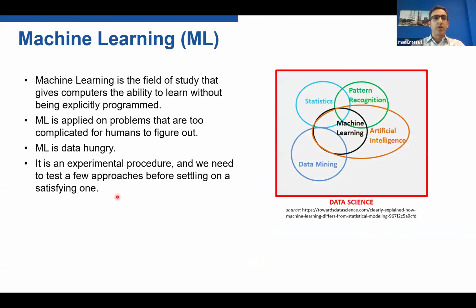I'm going to get started by going over some basic concepts in machine learning. Machine learning is a subfield of artificial intelligence, and it's the field of study that gives computers the ability to learn without being explicitly programmed. We normally use machine learning on problems that are too complicated, so it's not suited for any problem out there. ML is generally data hungry. We need to have a lot of data to be able to develop robust machine learning models and test their performance. And overall, it's an experimental procedure. We need to test a few approaches and different algorithms before getting satisfying results and the final model. So it's an iterative and experimental procedure.